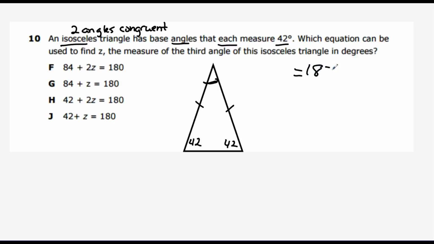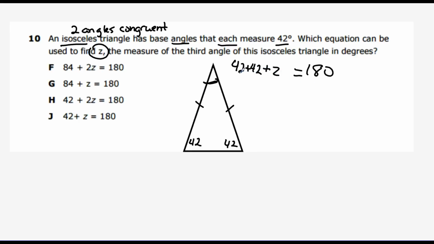Okay, what are we doing? It adds up to 180, because it's a triangle. So we have 42, we have another 42, and we have our missing angle, which it looks like they're calling Z. Plus Z. So hopefully this is one of our answers, but it's not.